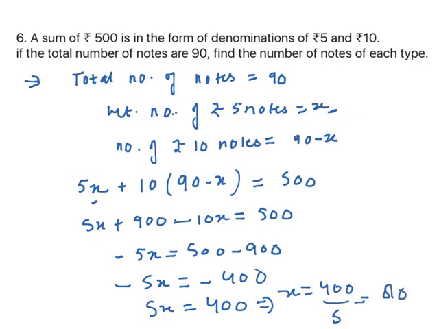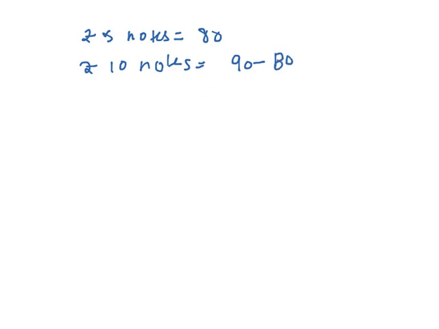So it means we have rupees 5 notes is equal to x. It means 80, and rupees 10 notes is 90 minus x. It means 90 minus 80, so it will be 10. So we have 500 rupees, like we have 80 notes of 5 rupees and 10 notes of 10 rupees. Then we have 500 rupees in total.